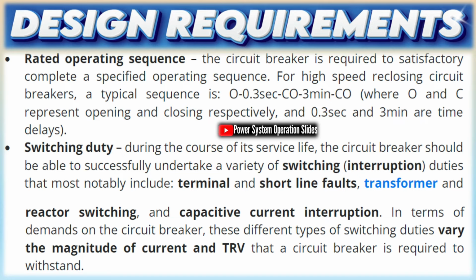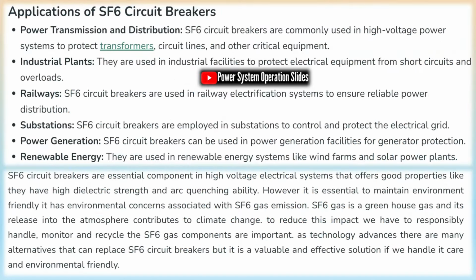Switching duty. During the course of its service life, the circuit breaker should be able to successfully undertake a variety of switching interruption duties that most notably include terminal and short line faults, transformer and reactor switching, and capacitive current interruption. In terms of demands on the circuit breaker, these different types of switching duties vary the magnitude of current and TRV that a circuit breaker is required to withstand.